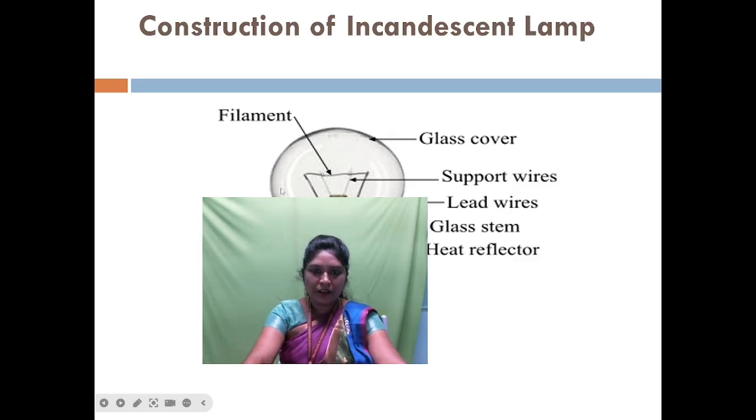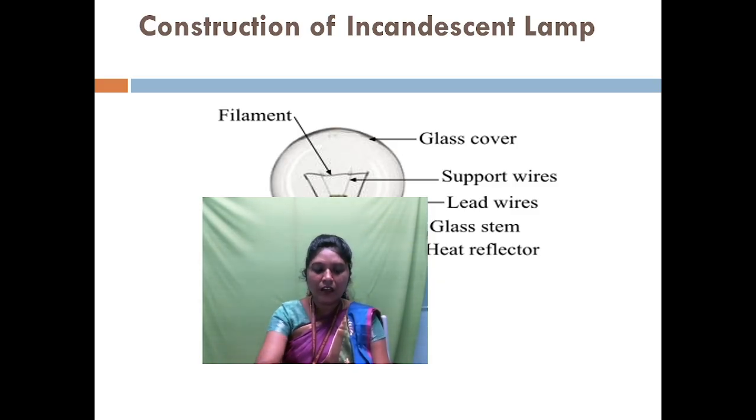Why do we opt for this filament? Can we use any other metal or material? Yes, but there are some advantages for this filament material. Instead of tungsten, we can use carbon. Carbon can also be used as the filament, but tungsten has more efficiency and lifetime compared to carbon. The light energy produced by the tungsten filament is more compared to the carbon filament, so the tungsten filament is most preferred.